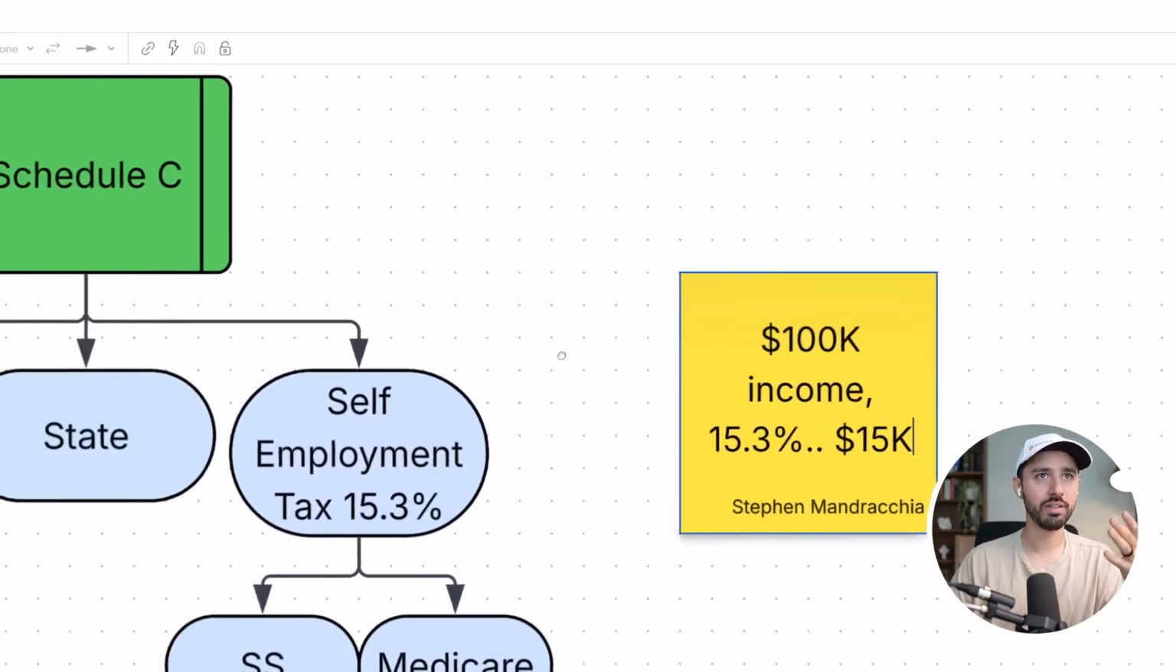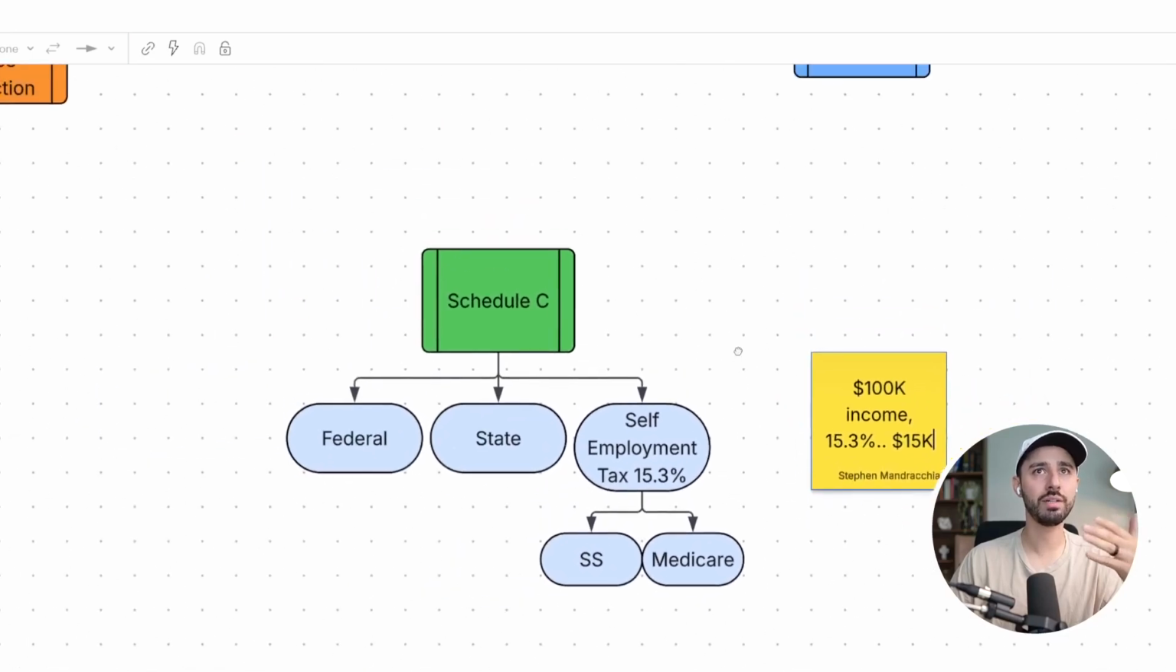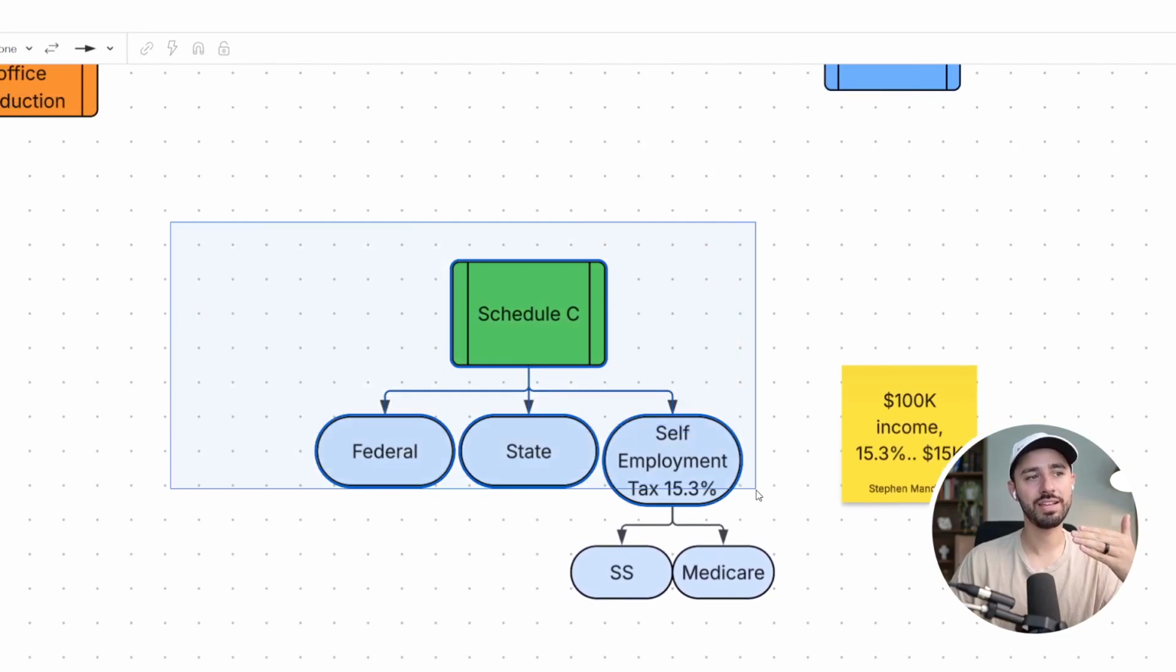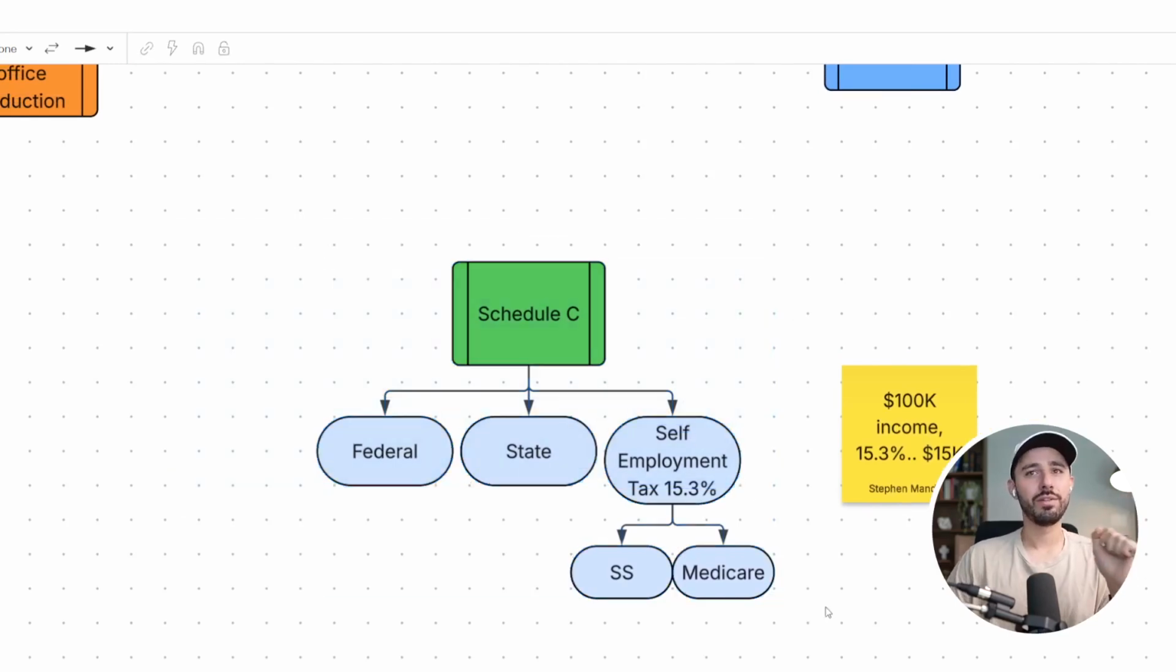And some people get hosed by this every single year as a Schedule C. Taxation is theft. That's a different conversation.